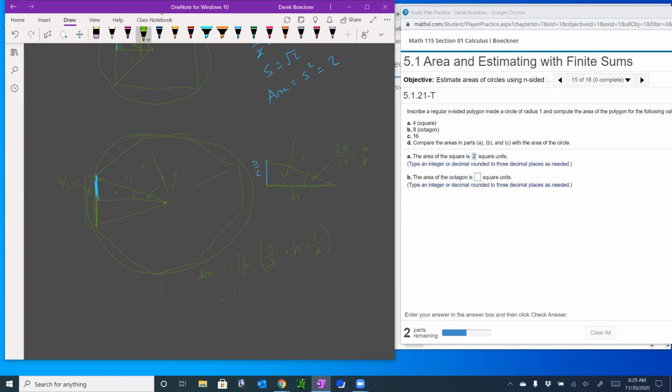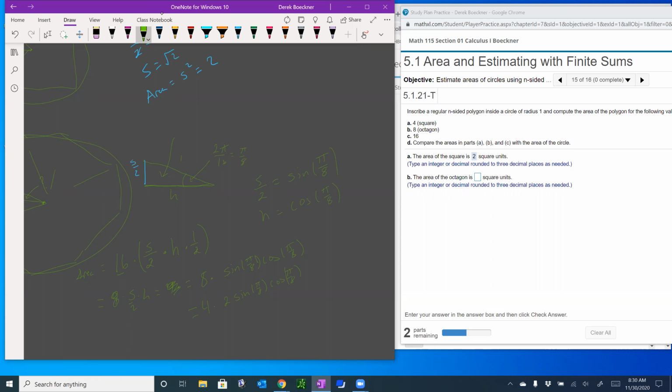So that's going to be 4 times S times H, which is 4 times, well, S over 2 is the sine of pi over 8. H is the cosine of pi over 8. Let's use S over 2 and put an 8 here to make things easier. So this is 8 times sine of pi over 8 cosine pi over 8, which is 4 times 2 sine pi over 8 cosine pi over 8.